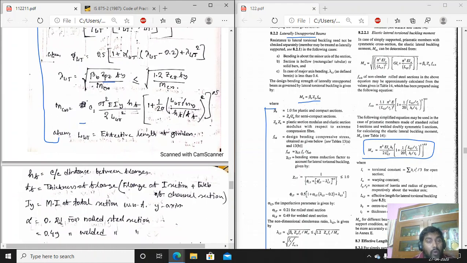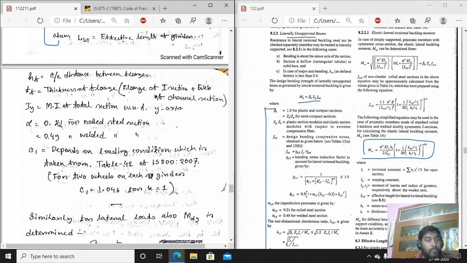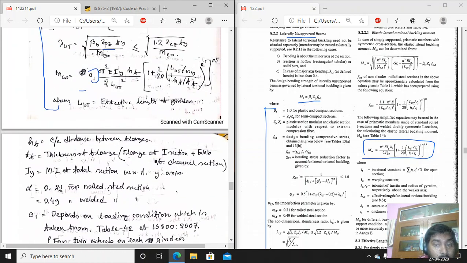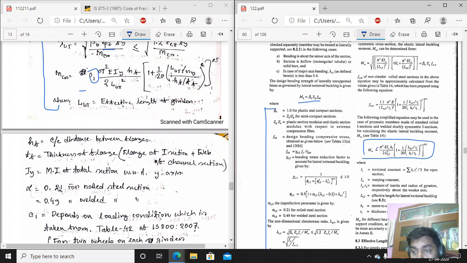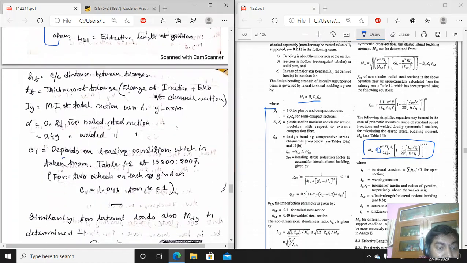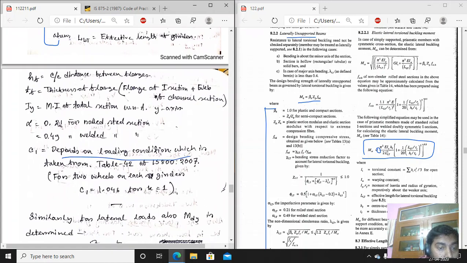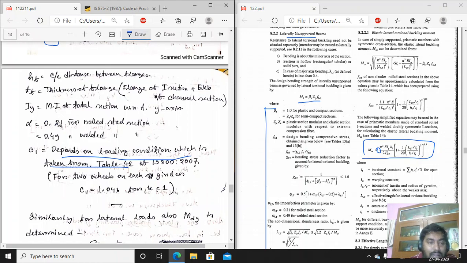So C1. Now here is one important portion. Why is there a C1 here? There is no C1 in the earlier formula, so why is it placed here? C1 depends upon the loading condition, which is taken from table number 12. Let us understand why it is C1.